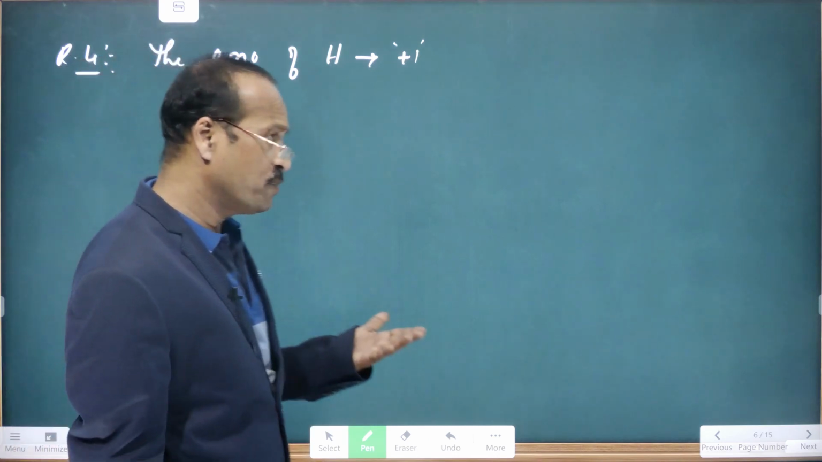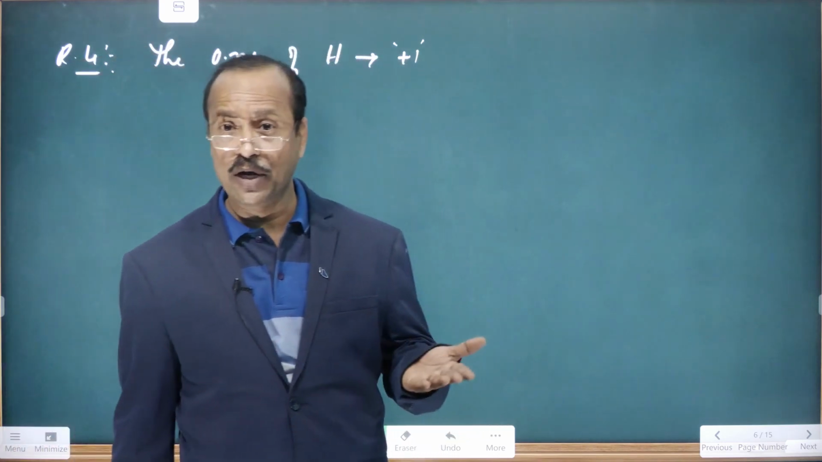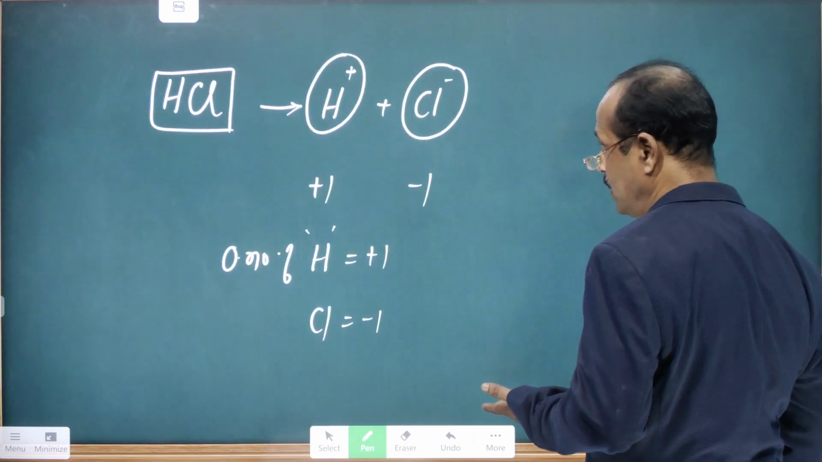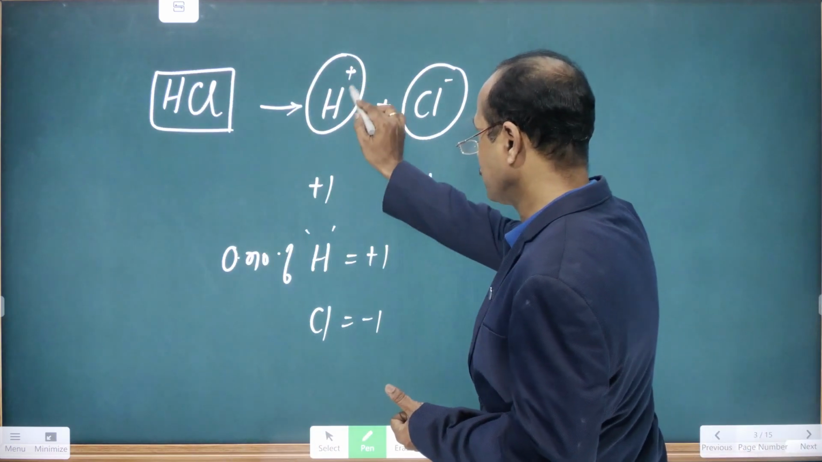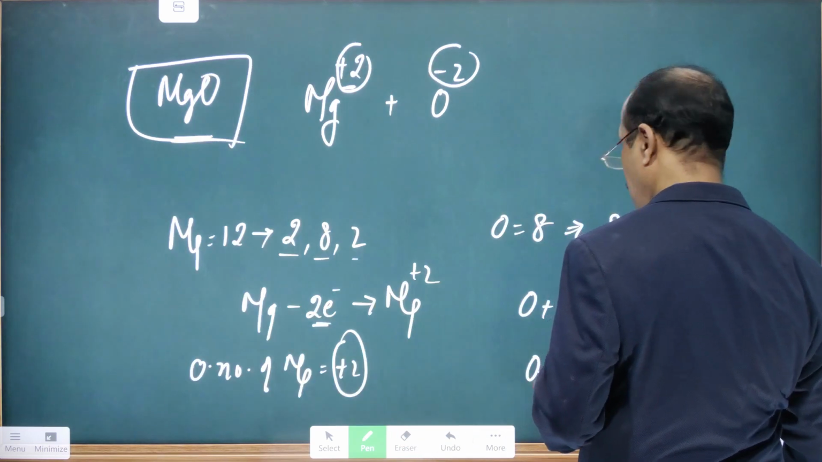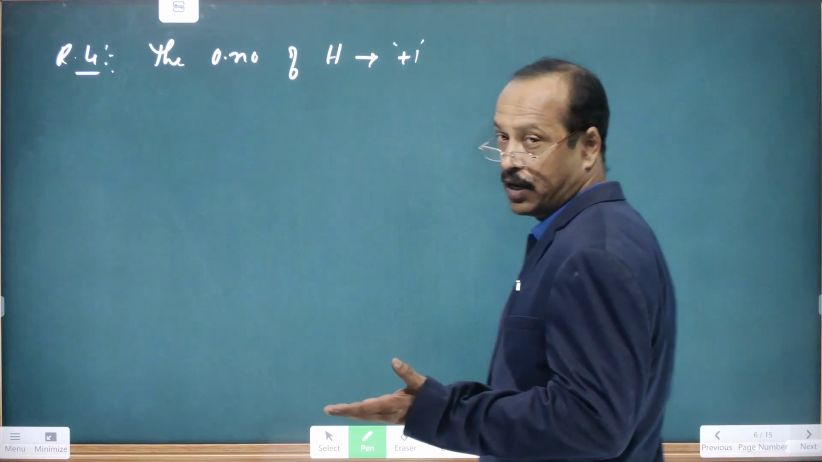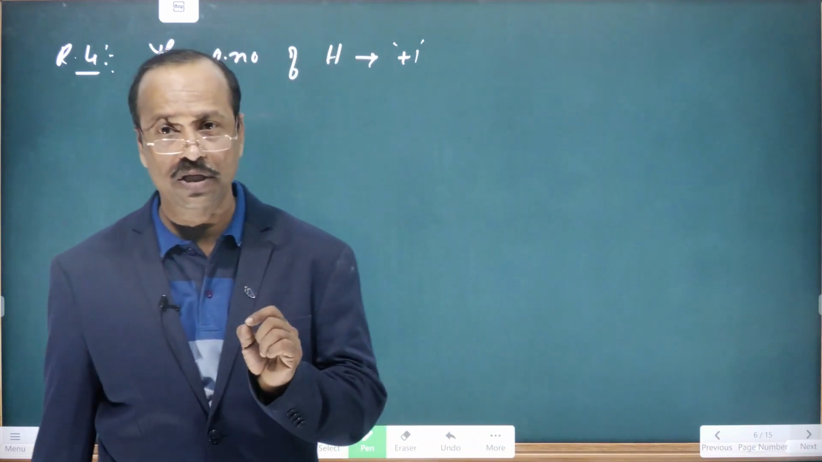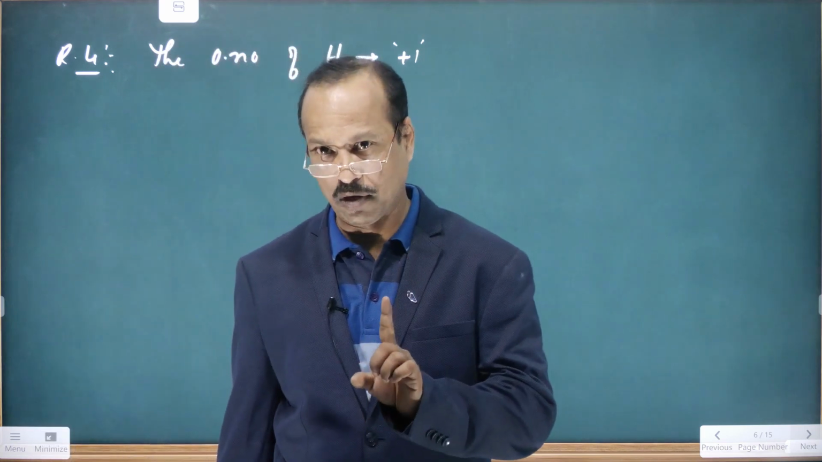For example, hydrogen combined with hydrochloric acid, I have given the previous example somewhere. See here, hydrogen +1 I have written. The oxidation number of hydrogen is +1. Even with oxygen, when the water formula is H2O, there also the oxidation number of hydrogen is +1.